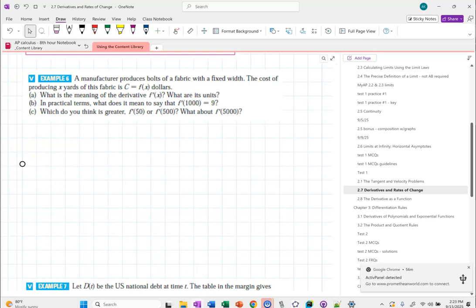It says a manufacturer produces bolts of fabric with a fixed width. You know what bolts of fabric is? It's like you take a sheet, you twist it up onto like a roll. If you've ever been to like Joann Fabrics or something, they take the things out and they unroll the fabric from it. That's a bolt of fabric.